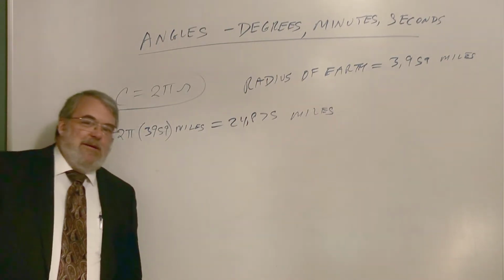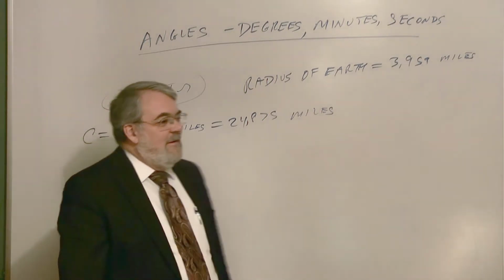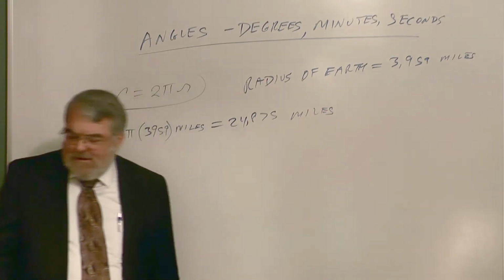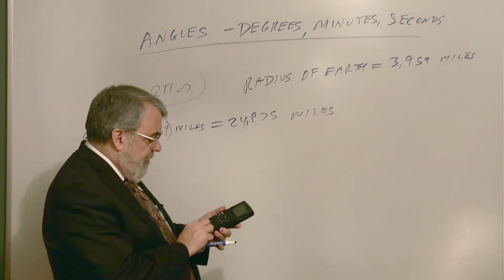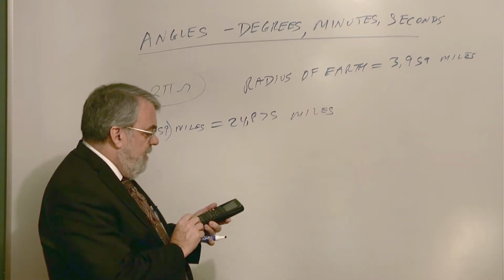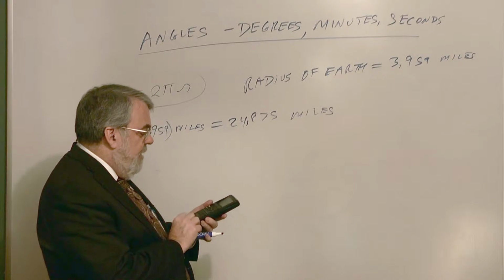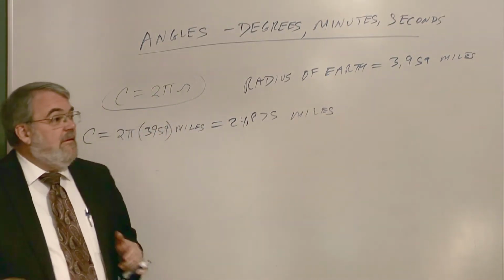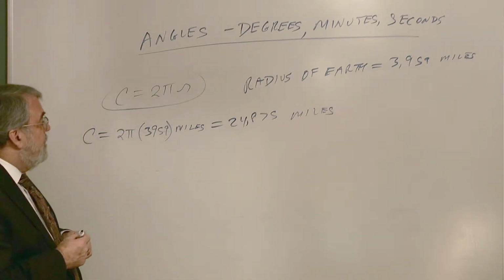So he was off by a tiny bit. When you figure the difference there, it's, I don't know, less than 0.5%, something like that. What would it be? All right, I got to do this. If I subtract 25,000 and divide by 24,875, it's around 0.5%. So Eratosthenes, 2,000 years ago, was off only by 0.5%. That's pretty amazing.